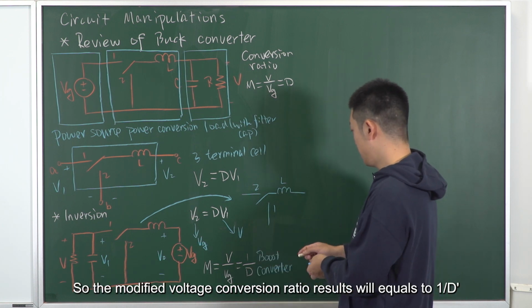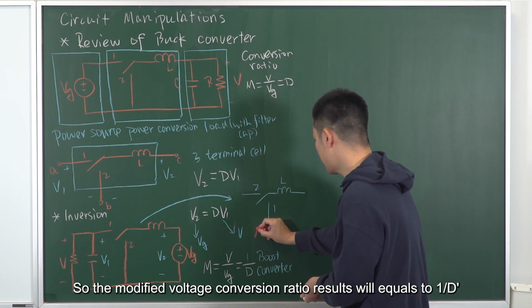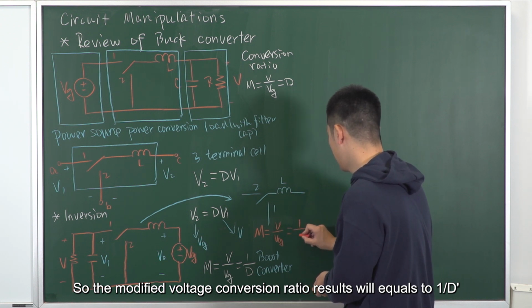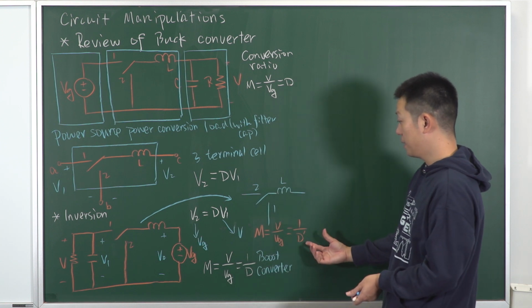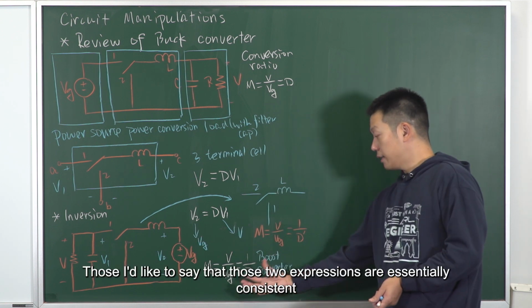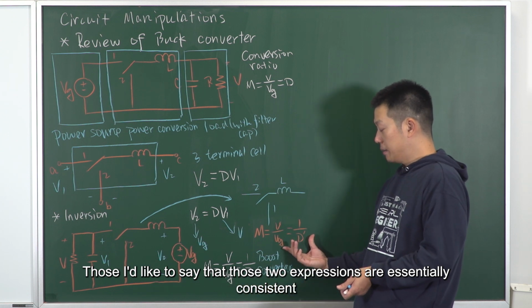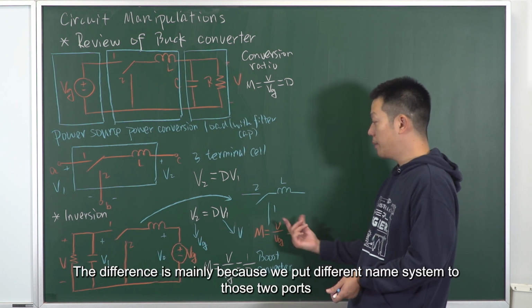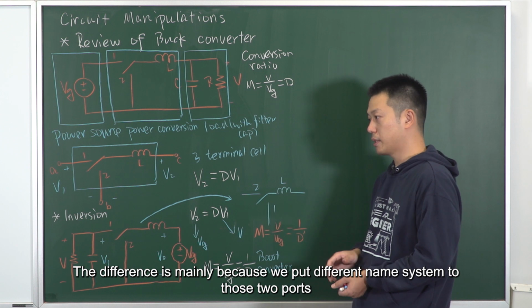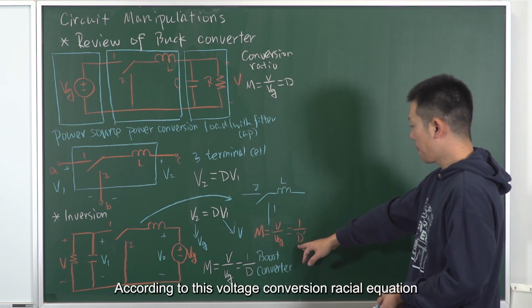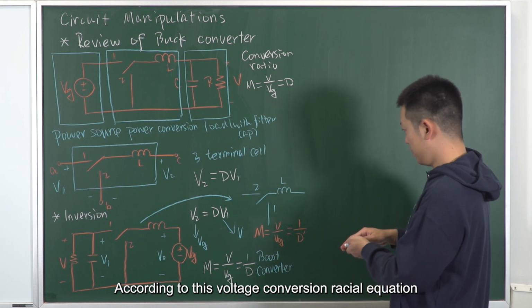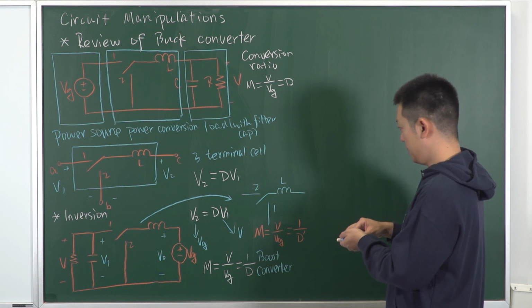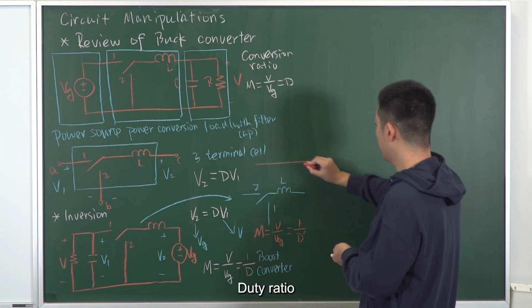If that conversion stage is changed to this stage, then D will be modified correspondingly. So the modified voltage conversion ratio will equal 1 over D prime. I'd like to say that those two expressions are essentially consistent. The difference is mainly because we put a different naming system on those two ports. So according to this voltage conversion ratio equation, we can plot the voltage conversion ratio versus duty ratio.